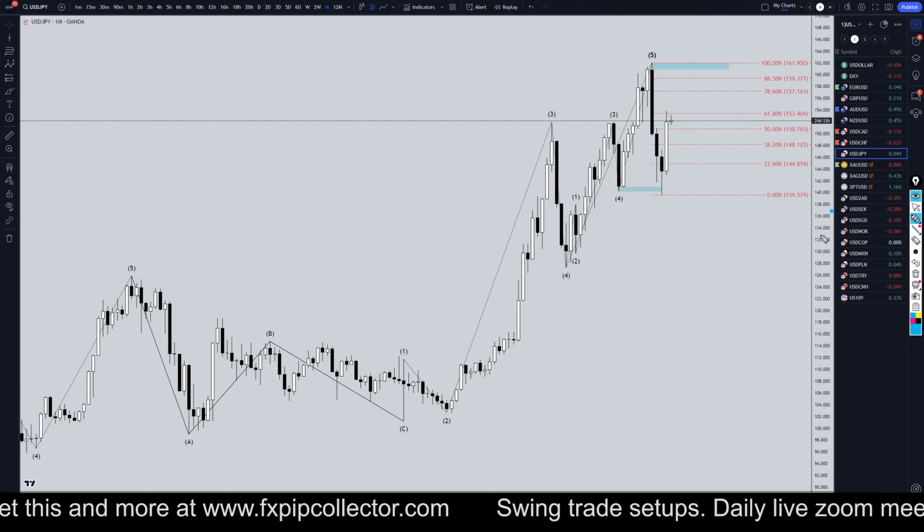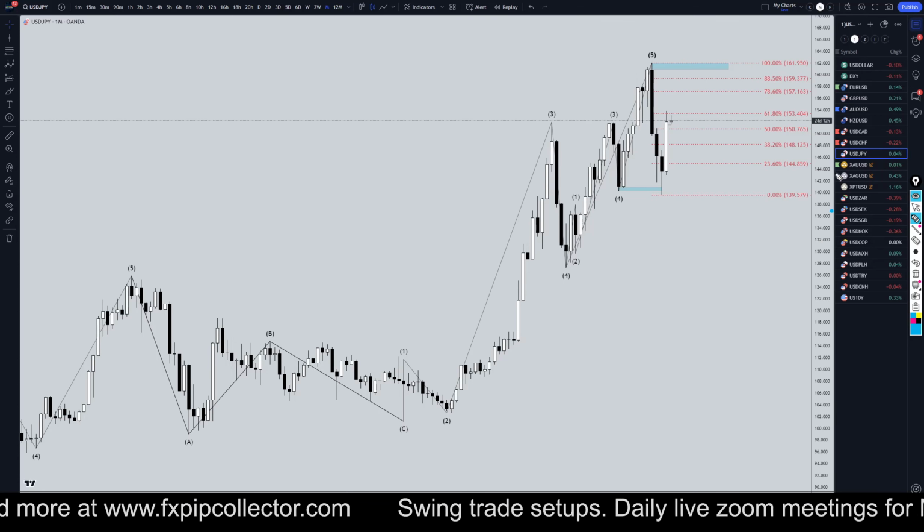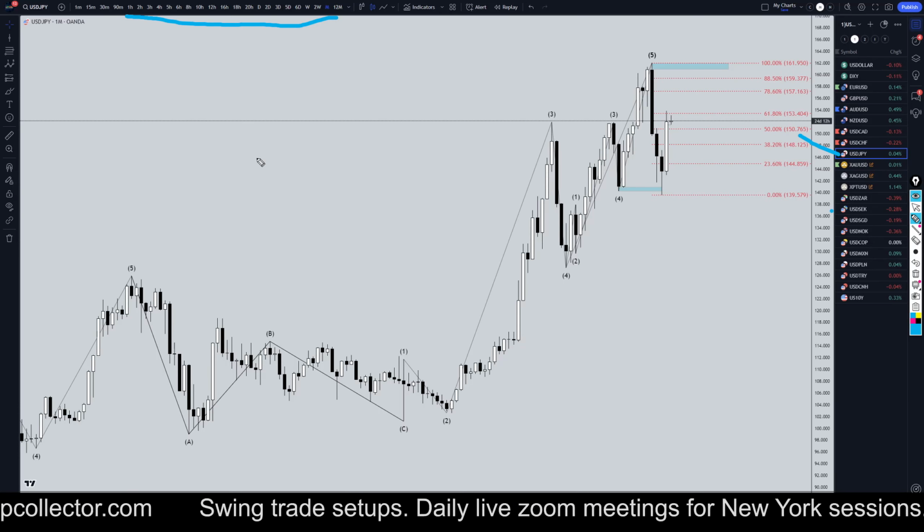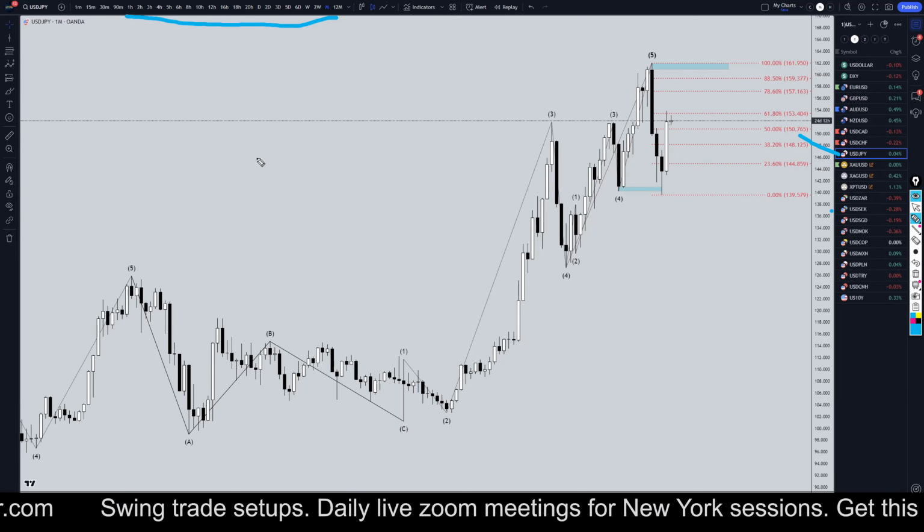Today is Tuesday, November 5th, and I'm going to be analyzing the US dollar yen starting on the monthly, working my way all the way down to the 1 hour time frame for the full top-down analysis.